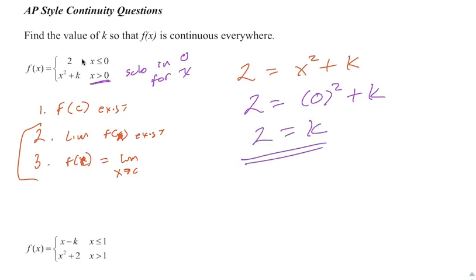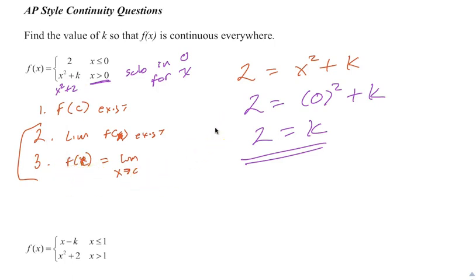You can double check if you want, right? So this would be x squared plus 2. Does the value exist? Plug in 0, I get 2. Does the limit exist? Well, we kind of force it to happen, but you can plug in 0 in both of these, and you get 2 and 2. 0 squared plus 2 is 2. And do they match? Yeah. My value is 2, my limit's 2.